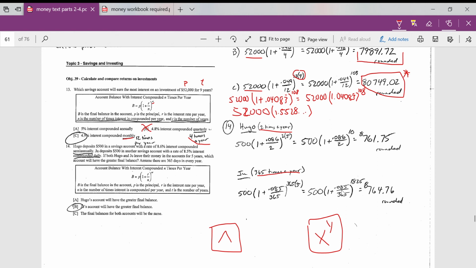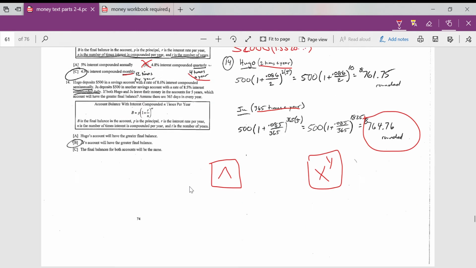Same thing here, you divide these two, you're going to get a really small decimal, okay, smaller than you did up here, but you add 1, now you're going to take it to a much larger exponent, so that's where things start getting either evened out or because this decimal is going to be smaller than this one, but then the exponent's bigger. So again, divide, add the 1, hit one of these two buttons to the 1,825. It's still not going to be a very big number, and then times 500, and you get the 764.76, which is just a little bit bigger than the first person. So the answer here is B, the second person's greater balance.